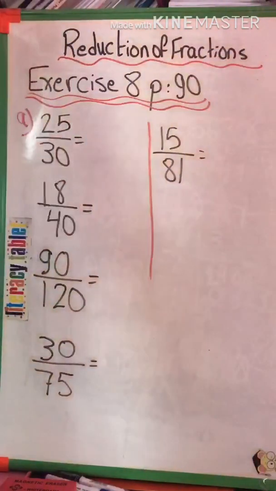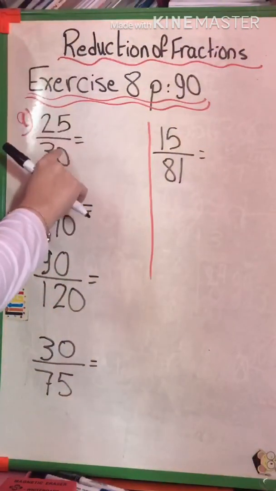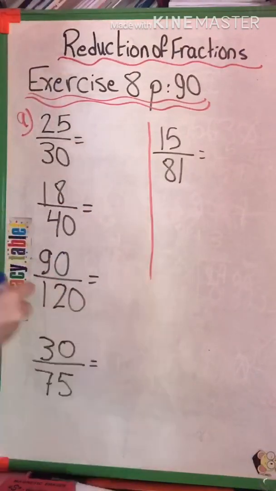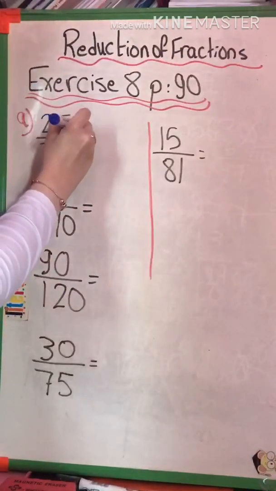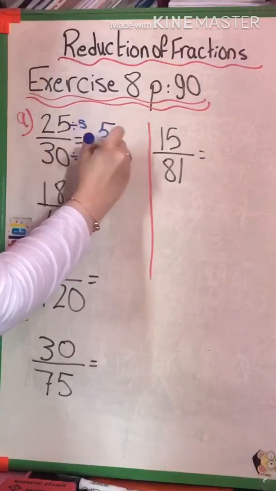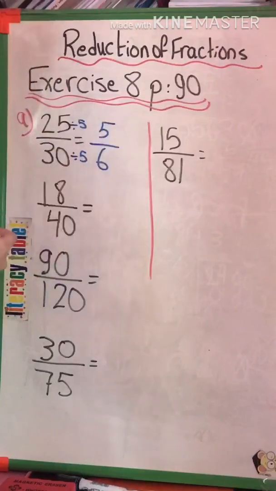25 over 30. I have to think. 25 begins with 5 and 30 begins with 3 and ends with 0, so they are both divisible by 5. So I can divide by 5 to give me 5 over 6. Let's check. This is an irreducible fraction.